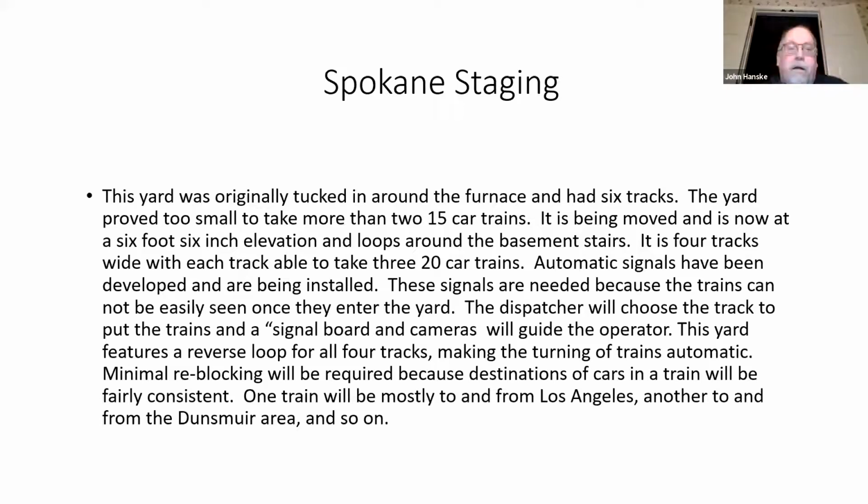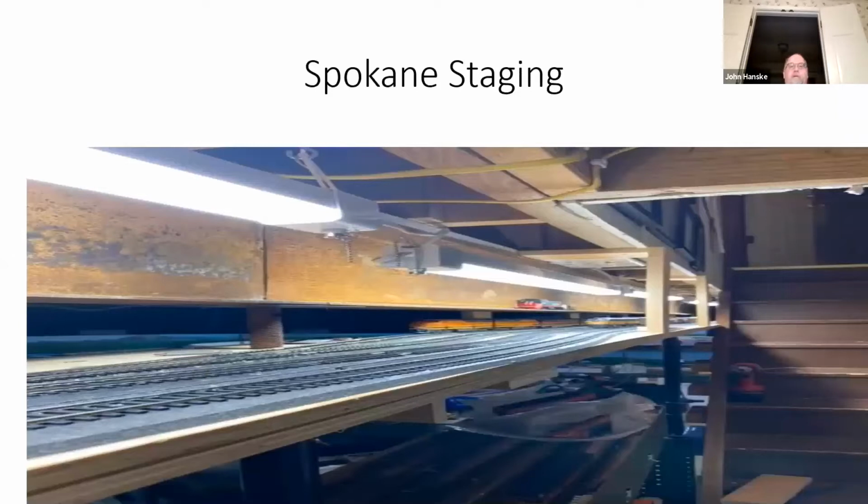There's a reverse loop that makes the turning of the trains pretty much automatic. As for the reblocking, most of the trains that go to Spokane will be coming from a certain area, the Dunsmore area. You don't really have to do any big reblock. You just flip the car cards.